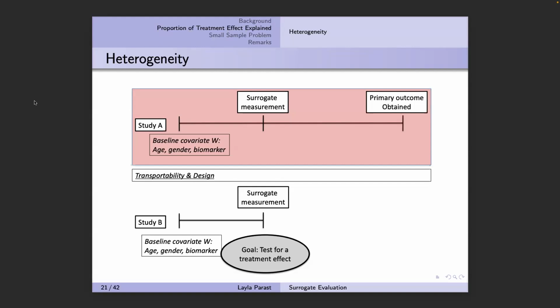And this tiny little rectangle that I have in the middle, transportability and design, is a huge other issue that I'm not even talking about today. It's like an entire grant. But there's a lot that you're assuming when you say that you can validate a surrogate in study A and then use it in study B, right? There's a lot you're assuming about transportability. This is going to sound very similar to domain adaptation and transfer learning. There's a lot we need to assume to go from one to the other. There's also a lot that you can do in terms of designing study B in an optimal way if you know information from study A about the surrogate and you plan to use the surrogate in study B. But at this moment, I'm not interested in the transportability piece necessarily. I'm interested in these baseline covariates and seeing whether there's any evidence of heterogeneity in study A with respect to a baseline covariate, because I would use that information in study B if I actually use the surrogate to test for treatment effect.